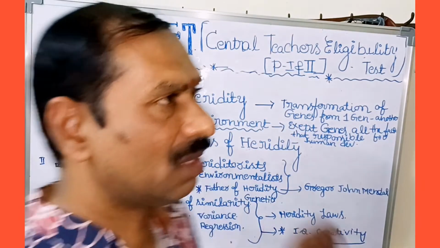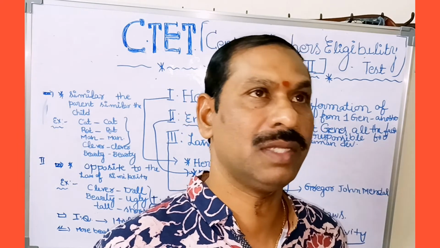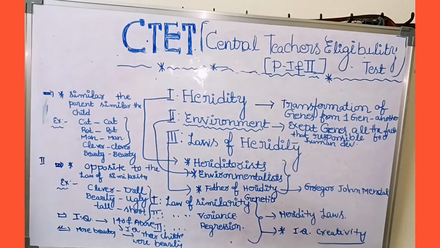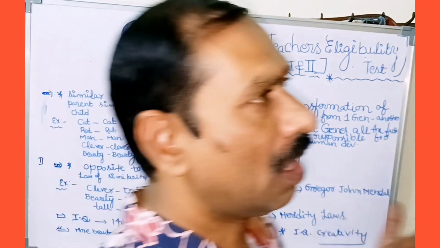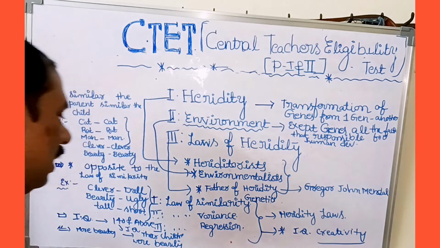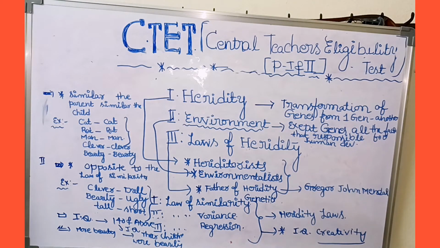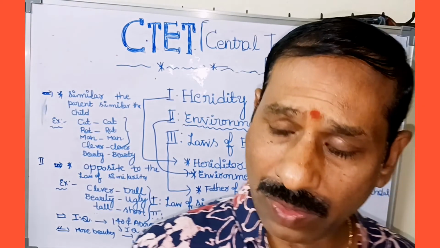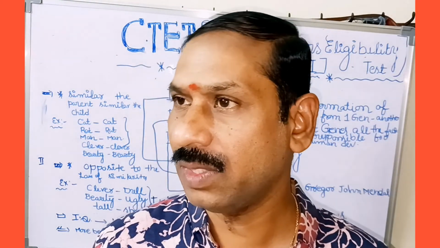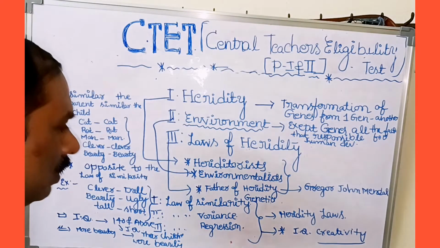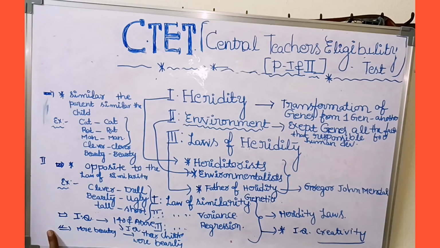And the laws of heredity are the law of similarity, the law of variance, and the law of regression. In the law of similarity, similar the parent, similar the child. The next one, the law of variance, is opposite to the law of similarity. And the law of regression is a different one: if the parents have more intelligence, or if the parent has low IQ, their children may have more IQ or more intelligence due to some difference in the heredity factors.